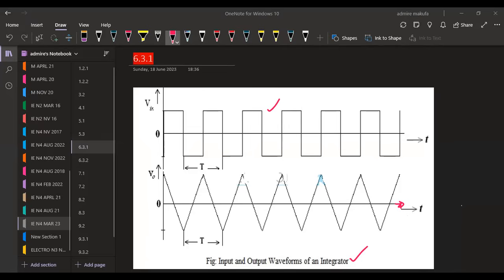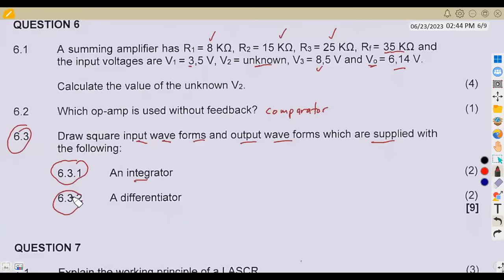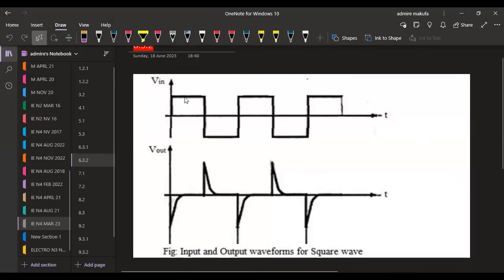Then the other part of our question, 6.32, is for a differentiator. In this case, how are we going to have our differentiator? Our differentiator is taken with our V in. Remember, our V in is still a square wave in this case. Then this is how our output will look for a full cycle. So that is the input and the output. We are going to have our waveforms when you're dealing with a differentiator.